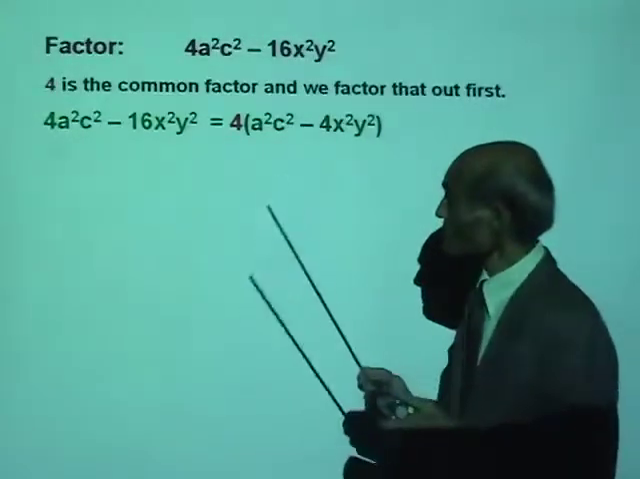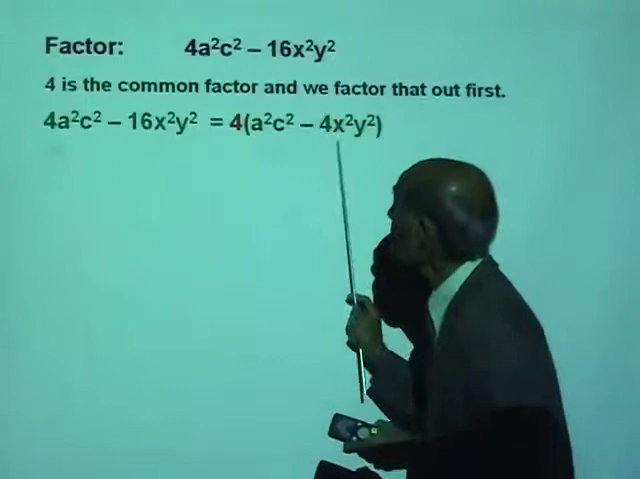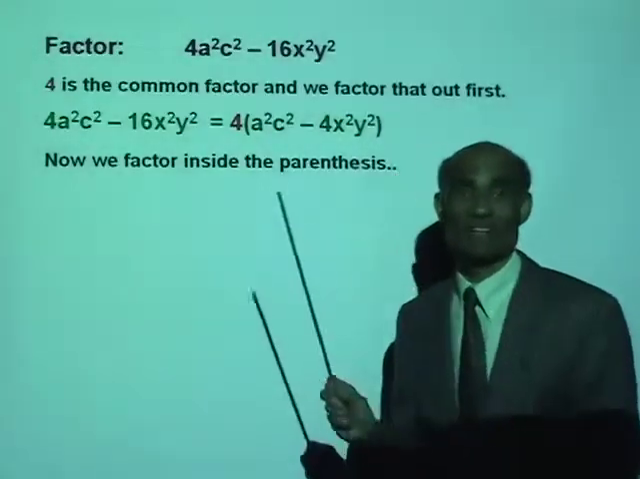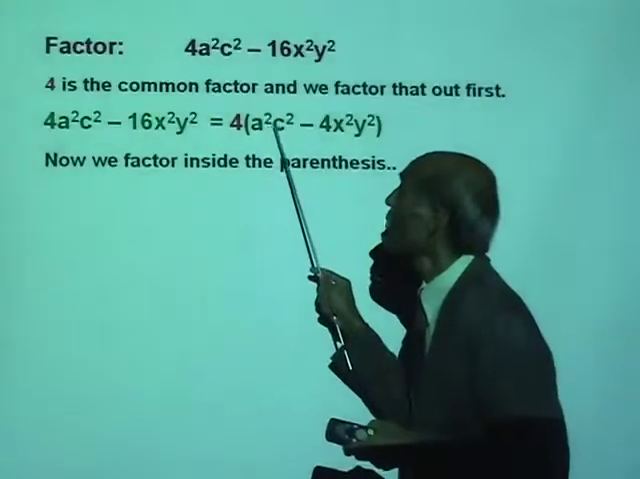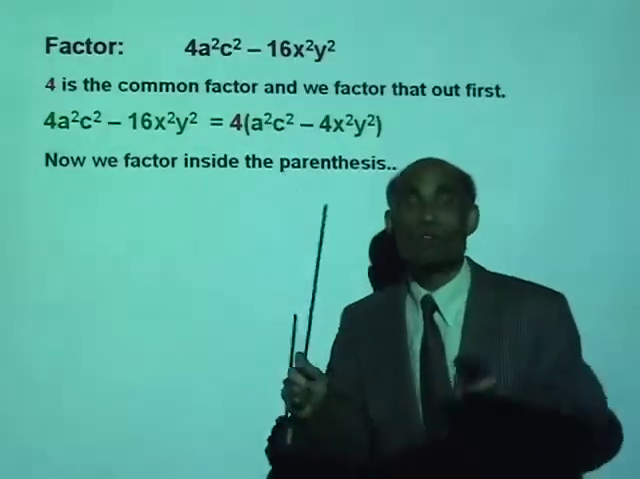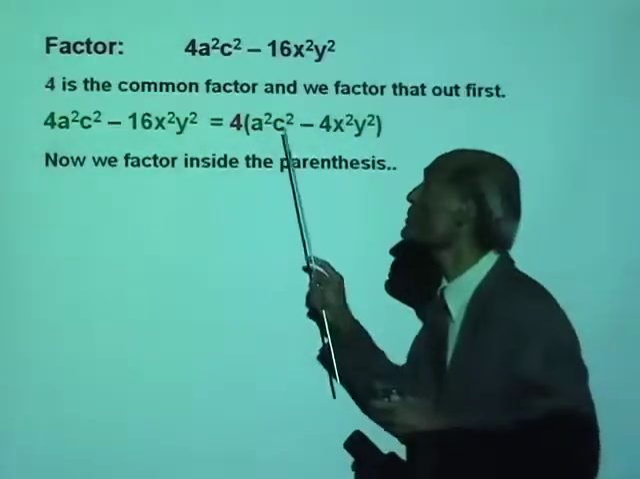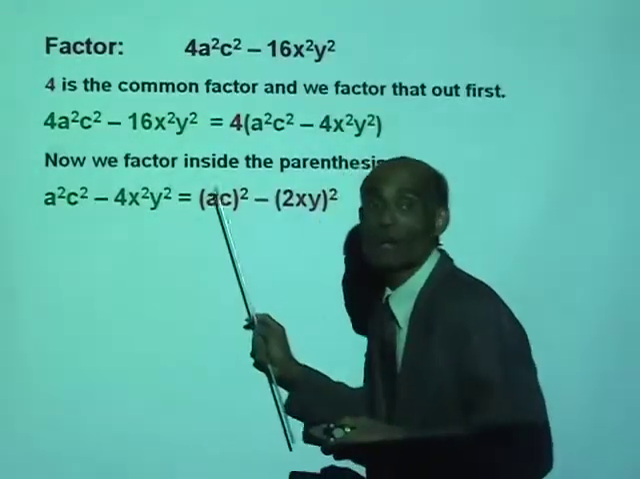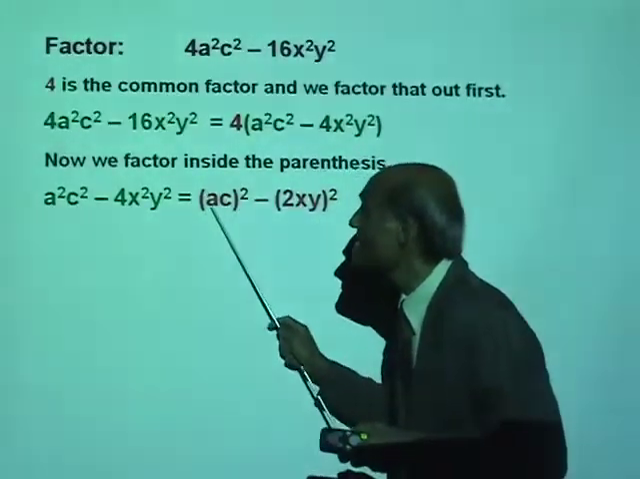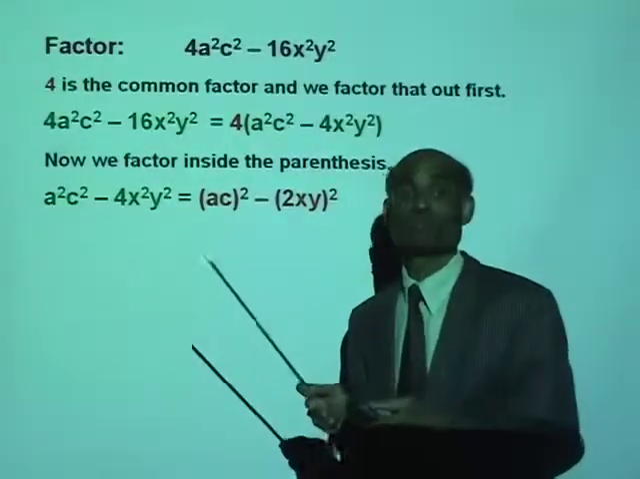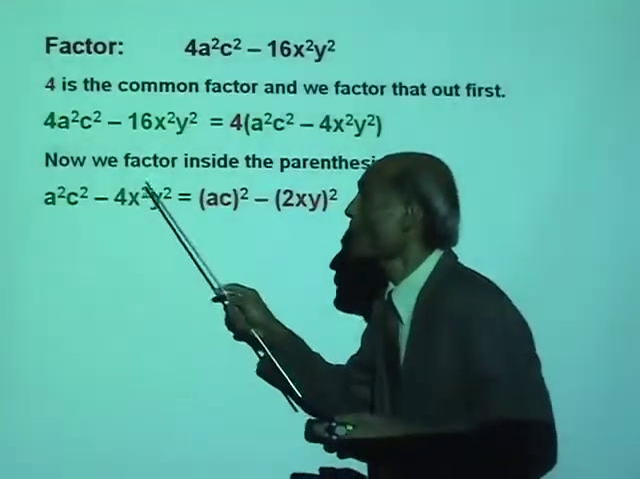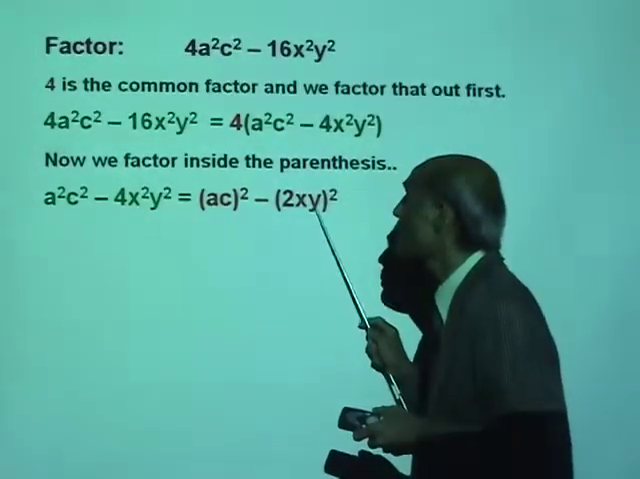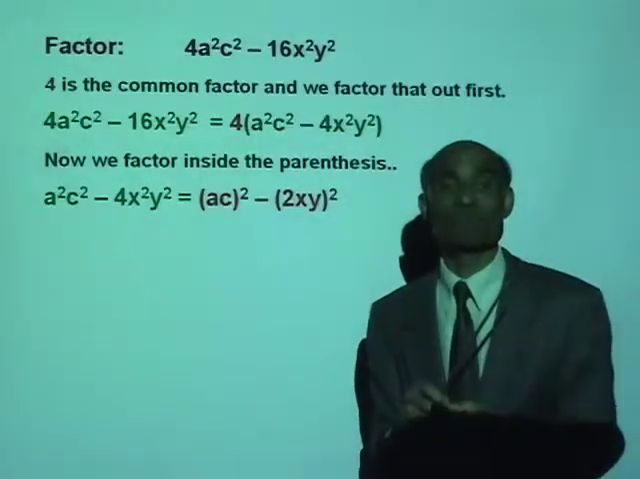Well, now inside the parenthesis, we can write it as the difference of two squares. Now you tell me, a squared c squared, what quantity raised to the power of 2 is a squared c squared? It is the quantity ac raised to the power of 2. Minus 4x squared y squared is the quantity 2xy raised to the power of 2.